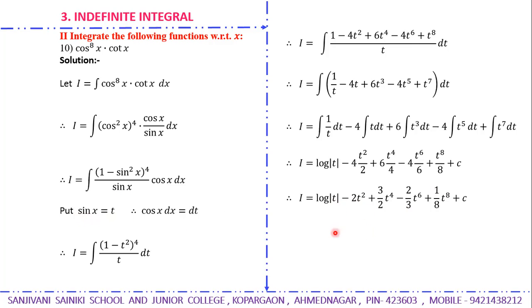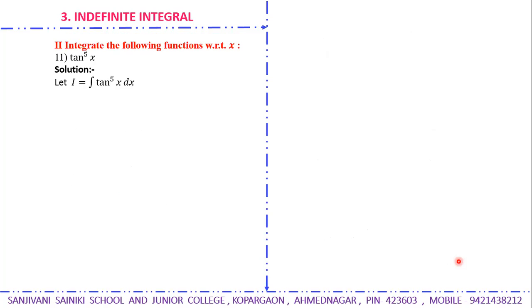Then t is sin x. So the answer is I is equal to log of modulus of sin x minus 2 sin square x plus 3 by 2 sin raised to 4x minus 2 by 3 sin raised to 6x plus 1 by 8 sin raised to 8x plus c. So this is the integral of the given function.